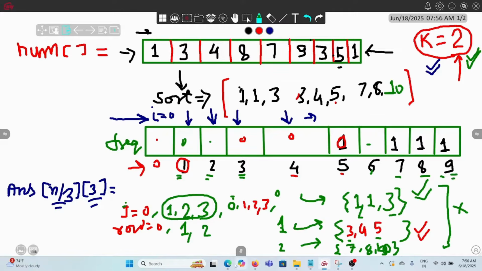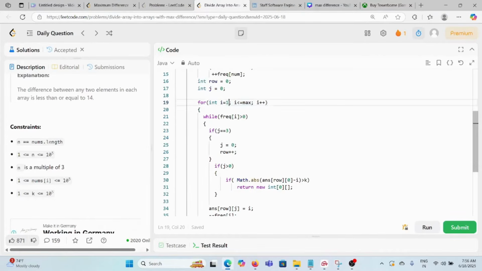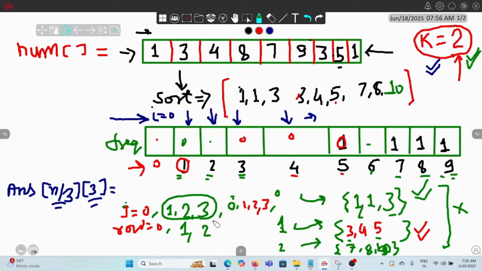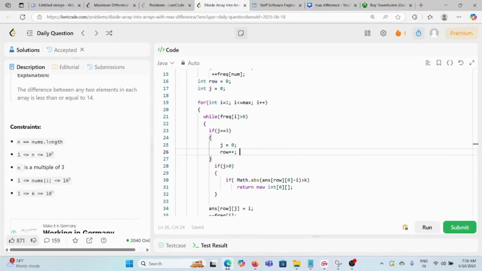So that is why we have used in this for loop i equal to 1 to i less than or equal to max. Now see here, while frequency is greater than 0, so here we have put a check that if j becomes 3, that means we have to reset it. We were resetting every time here. We started with 0, 1, 3, right? And then we reset it again and we increase the row, right? So same way we are doing here. Once j equal to 3, then reset j equal to 0, because we are starting another group of 3, and increase the row, because row would be increased every time.